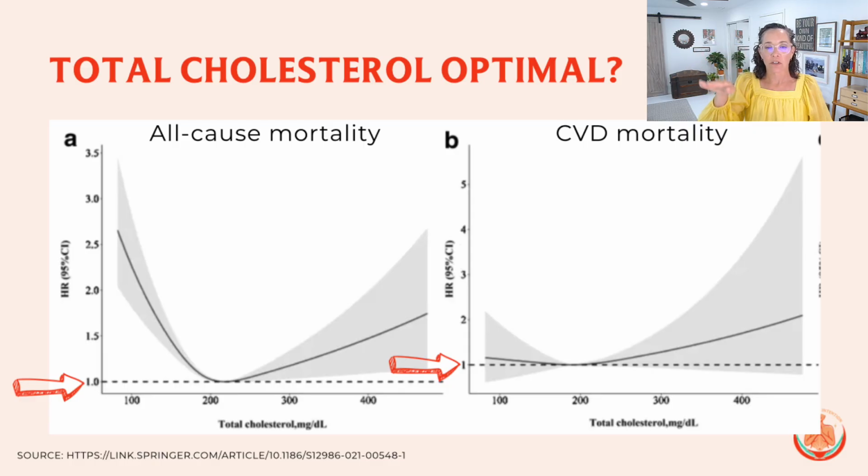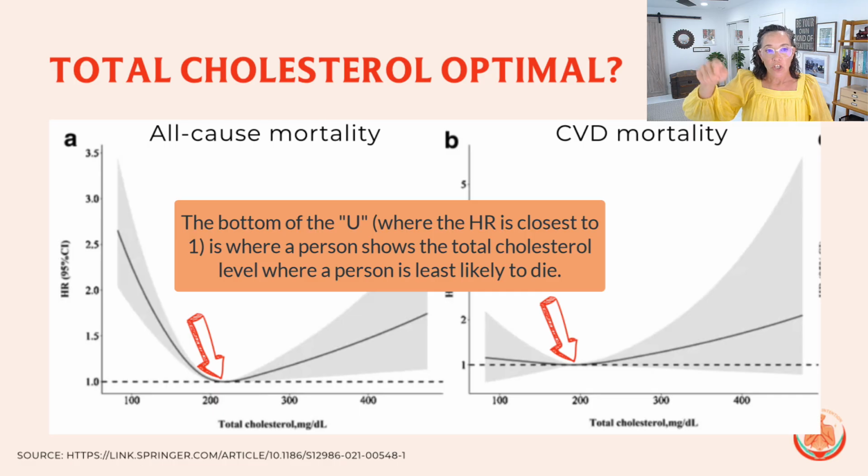So let's get into a little more about what these graphs are telling us. So the bottom of the U, as I mentioned, is the place that you are least likely to die. Basically, where is that black line, that black U, closest to a hazard ratio of 1?